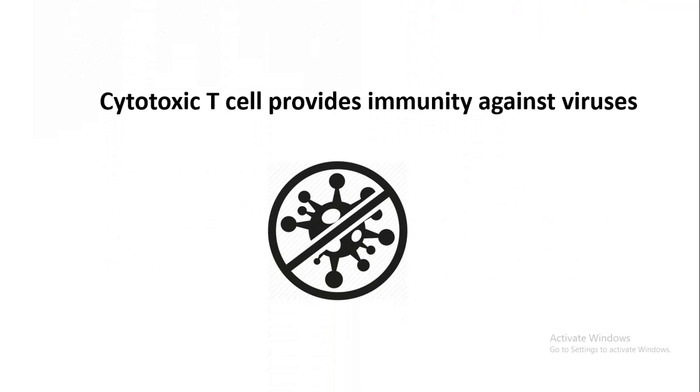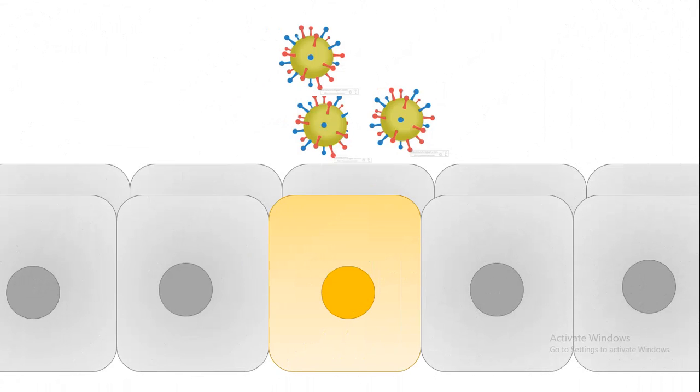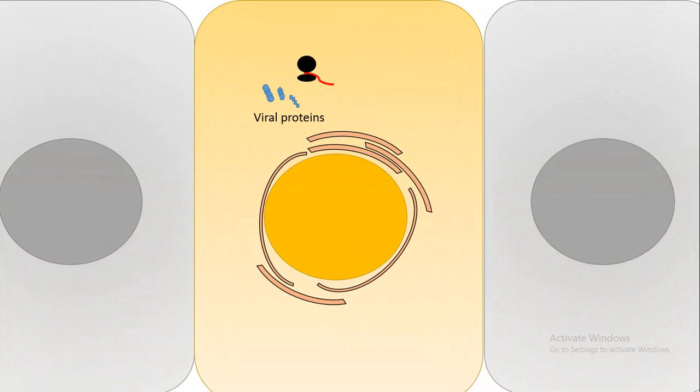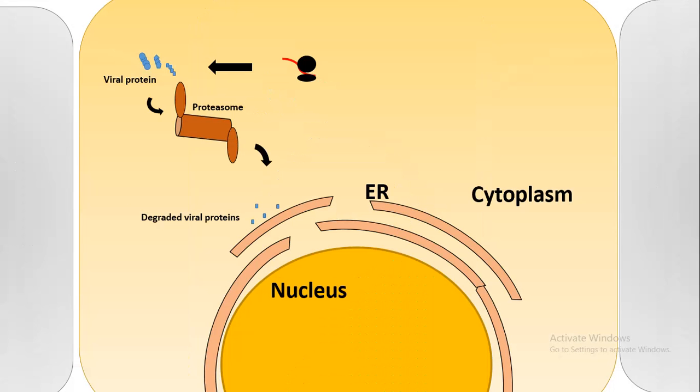Now, cytotoxic T cells provide immunity against viruses. So let's take a look at how cytotoxic T cells fight against the viruses. Here are some epithelial cells which are infected by these viruses. Once the virus enters the cell, the virus injects its genome, and the genome is successfully replicated, transcribed, and translated. And ultimately, viral proteins are formed. Inside the cells, there is always a degradation machinery for proteins, known as proteasomes. Some of the viral proteins are also degraded by these proteasomes.